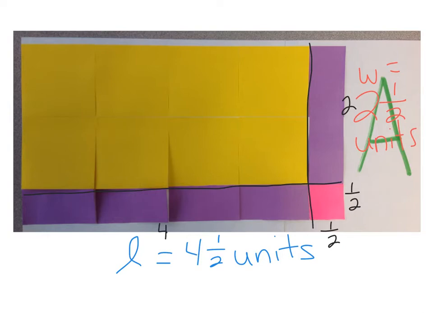In order to find the area of just this section, I'm going to do 4 times 2. Well, 4 times 2 is 8. Now, we're going to figure out this section right below it. So I'm going to do 4 times 1/2. Well, 4 times 1 is 4, and 1 times 2 is 2, so 4 halves, which happens to equal 2.